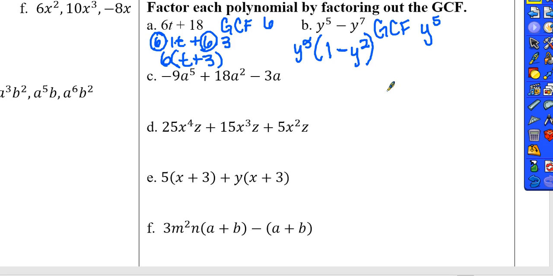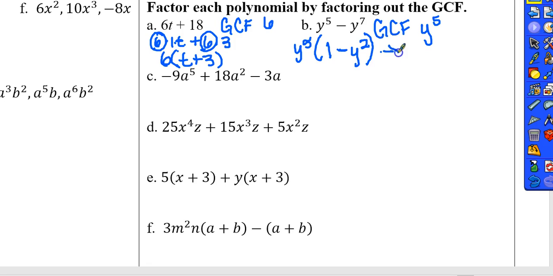Now, I already noticed that this needs to be factored further. Had the instructions said factor completely, I would not be done. The instructions for this say factor each polynomial by factoring out the greatest common factor. We did that. But by the end of these factoring review lessons, I want you to realize that it is not done, and the reason is that this is a perfect square, 1 times 1. This is a perfect square, y times y, and this is subtraction.